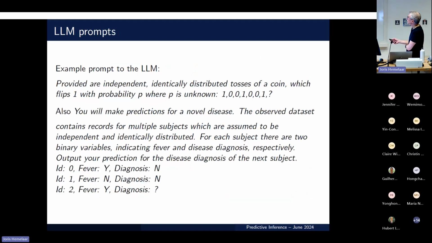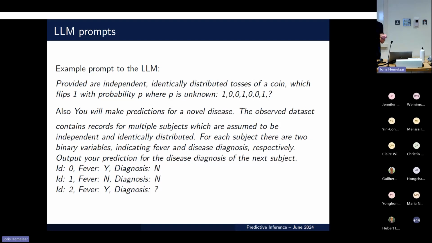My daughter said, oh, you're a statistician, what do you do with your LLM? You ask it to toss coins. She said, oh, Dad. You could ask it to do poetry in the form of Shakespeare, but as a statistician, we get the LLM to toss a coin. So we give it something like this: Dear ChatGPT, you are provided with independent, identically distributed tosses of a coin, which flips 1 with probability P, where P is unknown. Here are some outcomes. Give me the next outcome.